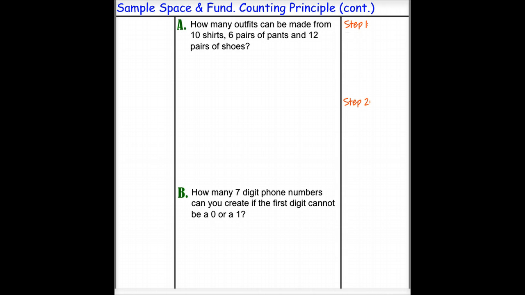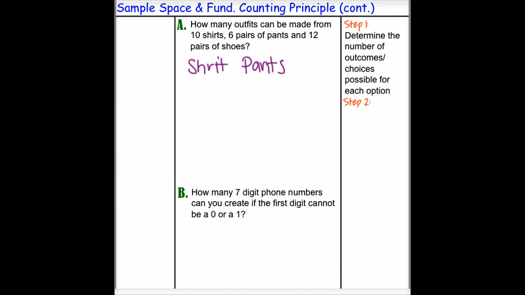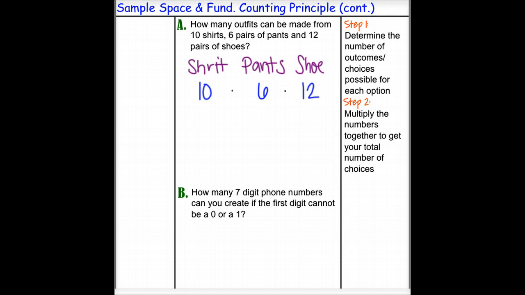And so the way this works is you're going to first determine the number of outcomes or choices possible for each option. So we have to make a shirt decision, we have to make a pants decision, and we have to make a shoe decision to form our outfit. So I say, well, I got 10 shirt choices, I got 6 pants choices, and I got 12 shoe choices. So then what I'm going to do with these numbers is I'm simply going to multiply them together to get your total number of choices.